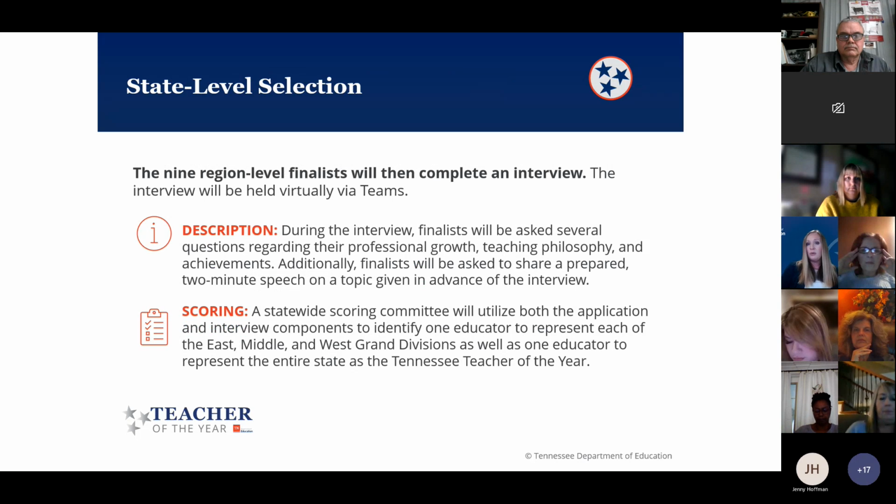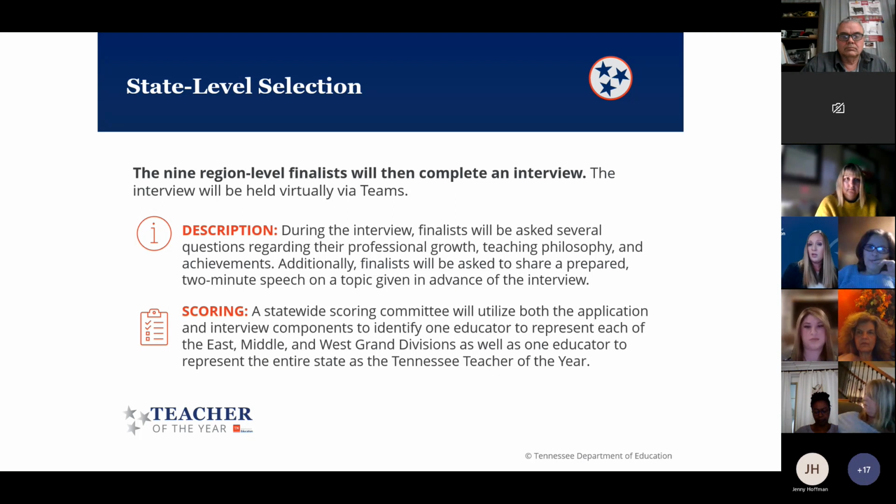At that point, the 9 region level finalists will then complete an interview. The interview will be held virtually via Teams. During the interview, finalists will be asked several questions regarding their professional growth, teaching philosophy, and achievements. Additionally, finalists will be asked to share a prepared 2-minute speech on a topic given in advance of the interview.